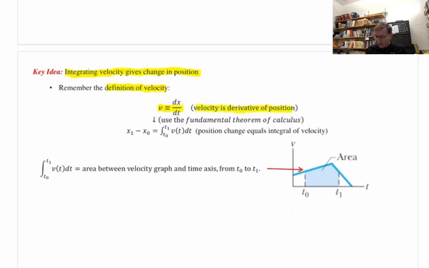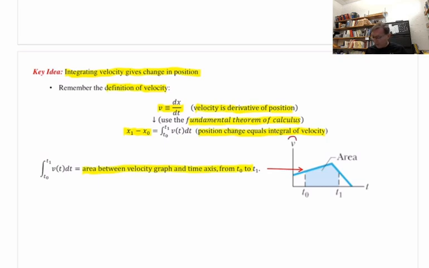So using the fundamental theorem of calculus, we can invert it. And position change, x final minus x initial, x1 minus x0, is given by the integral from the starting time t0 to the ending time t1 of the velocity with respect to time. So position change equals the integral of velocity. But then the integral of the velocity is just the area between the velocity plot and the time axis.